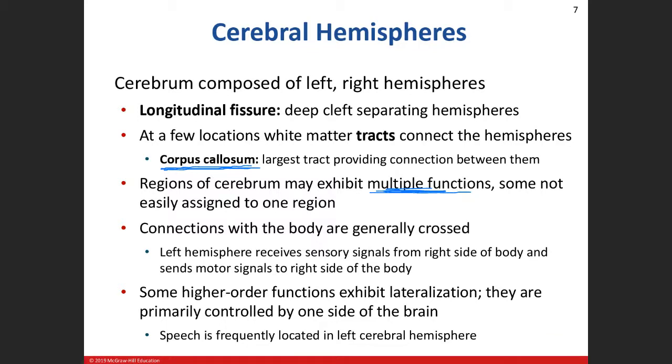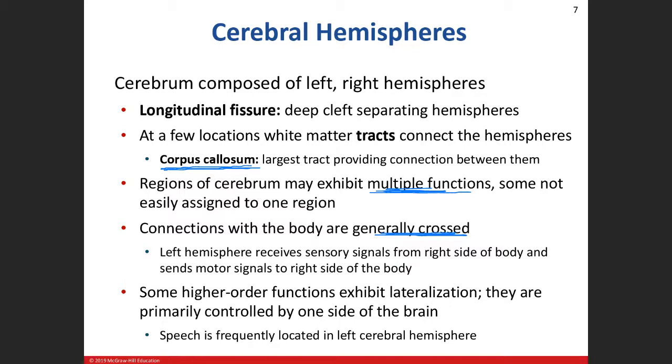So basically, the right side of my brain controls the left side of my body and vice versa. So we're going to see that. Most of these connections will usually cross. So the example here is the left hemisphere receives sensory signals from the right side of the body and sends motor signals to the right side of the body. That's what we're going to see.